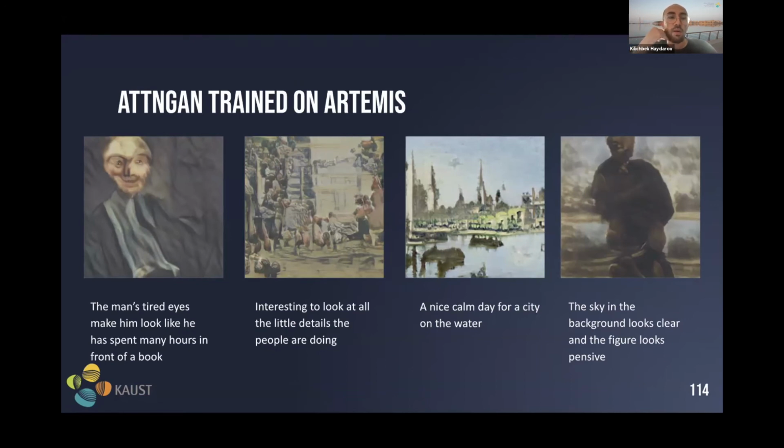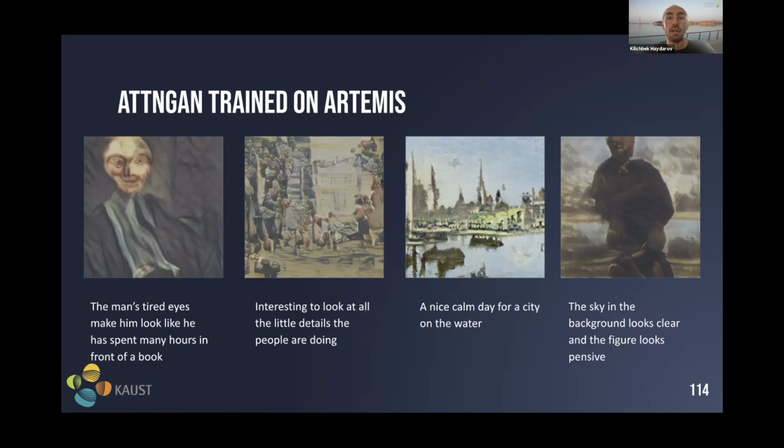And here you can see some of its generations. I present here four outputs. The first one is: the man's tired eyes make him look like he has spent many hours in front of a book. So you can see it generates a somewhat creepy picture. And also, if we give a nice input like a calm day for a city on the water, the generator tries to generate some silhouette of the city, which closely matches the given textual information, which is some water and a silhouette of the city.